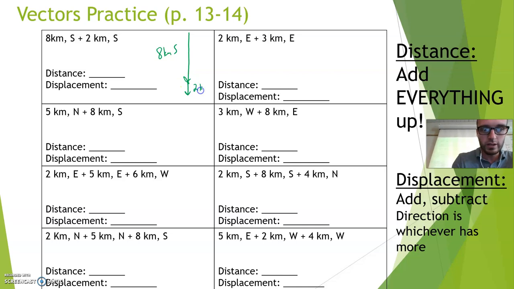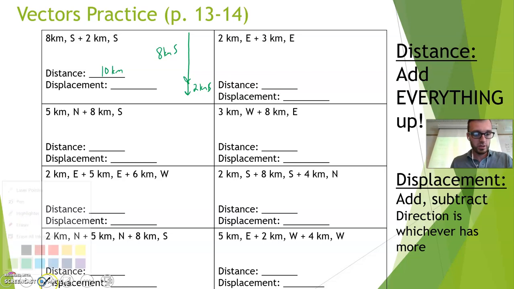You see how I drew the 2 a lot shorter, right? Because it's only 2, it's not 8. And if I were to do the result there, that's really easy. 8 plus 2. All right, the 8 plus 2 for the distance is going to be 10 kilometers. And the displacement is going to be from where you started to where you finished.